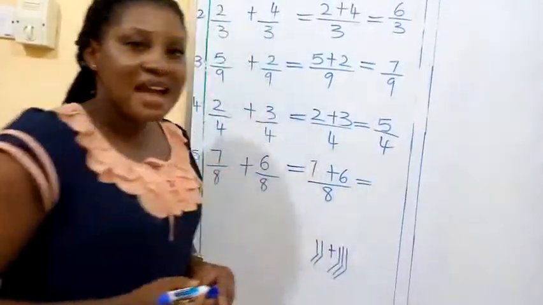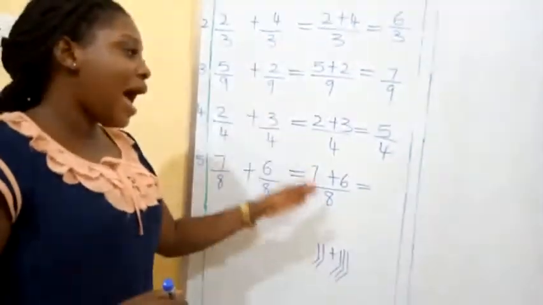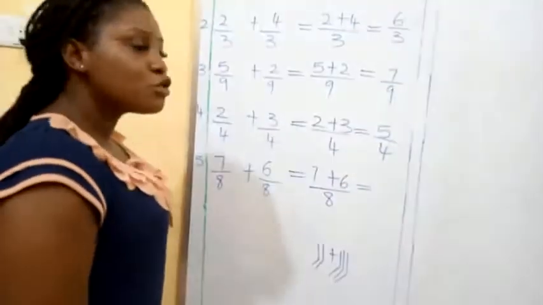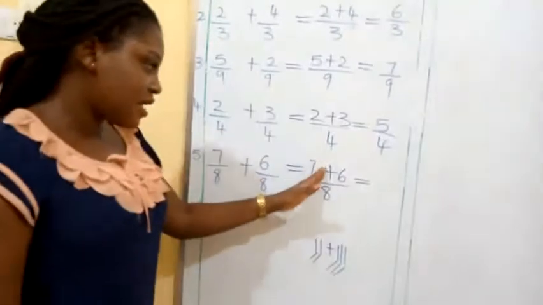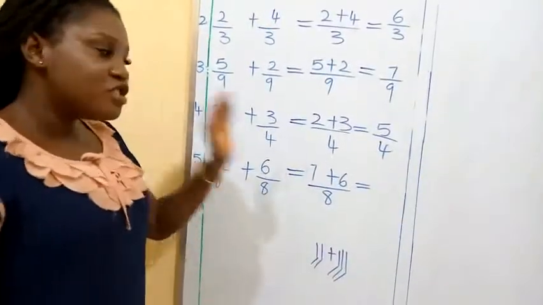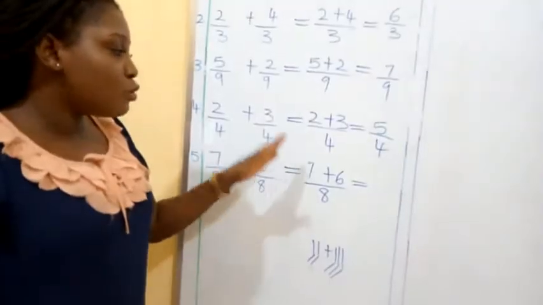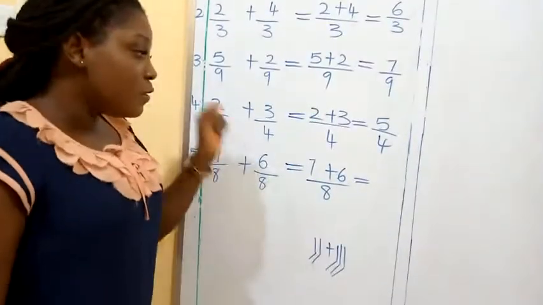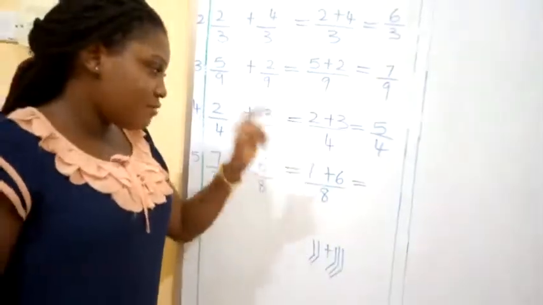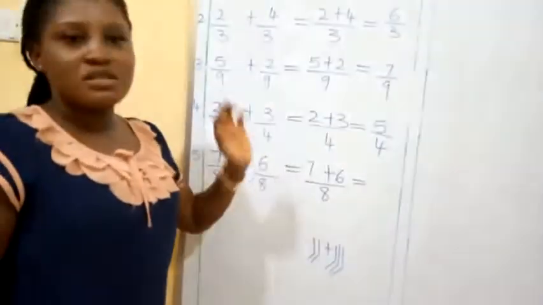So now after that, what will you do? Add them together. What do we add together? 7 and 6. Have you seen the two numerators in one place? Beautiful. So we are going to add them together. The first number we'll count is what? 7. After that, we count 6.